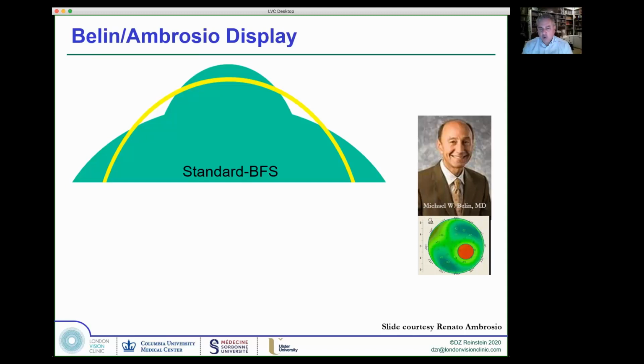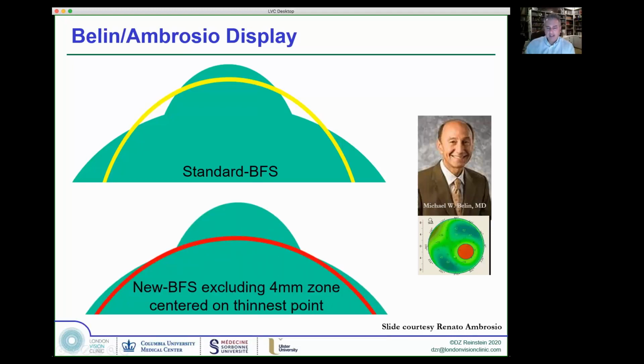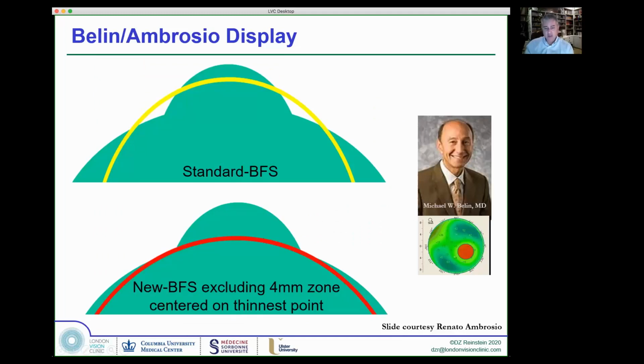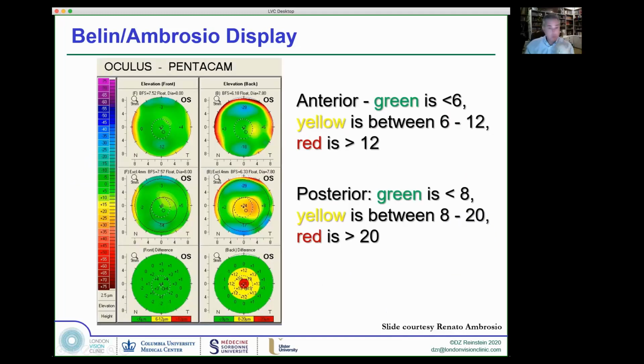Now, Michael Bellin from upstate New York had a brilliant idea. He said, well, these best fit spheres take into account that the central cone is pulling the sphere up, but most of the cornea is still relatively normal. So is there a way that we can accentuate the elevation of the back surface if it's abnormal in a specific zone? What he said was, let's take the thinnest point of the cornea and draw a border in the 4 millimeter zone, so 2 millimeter radius, and exclude that area from the best fit sphere. So we're going to do the best fit sphere of the cornea minus the central thinnest part, and then plot the elevation above that best fit sphere. And that accentuates any small cone.